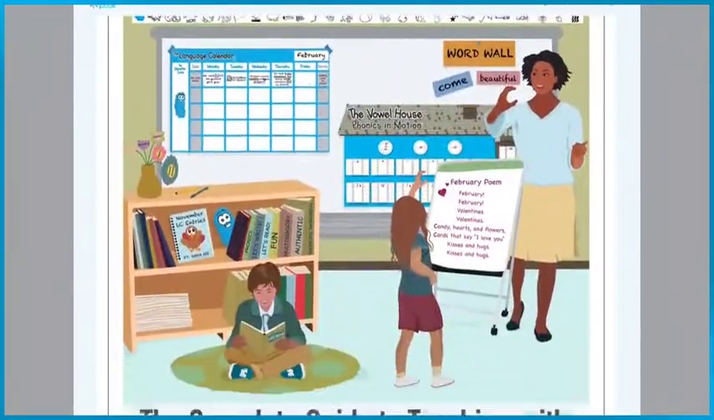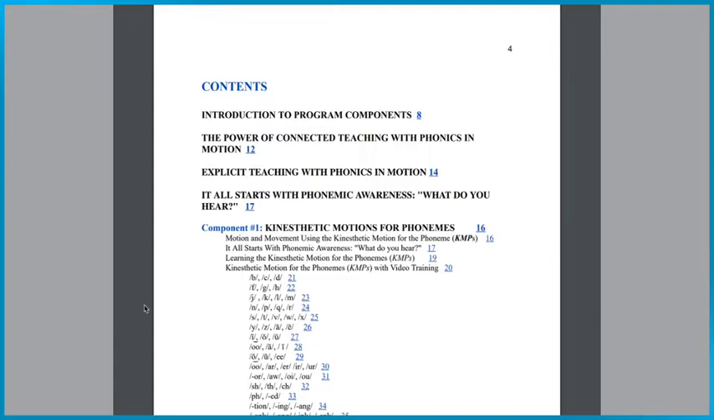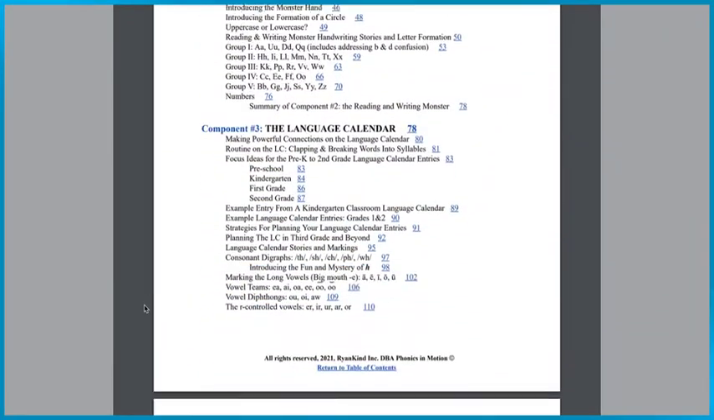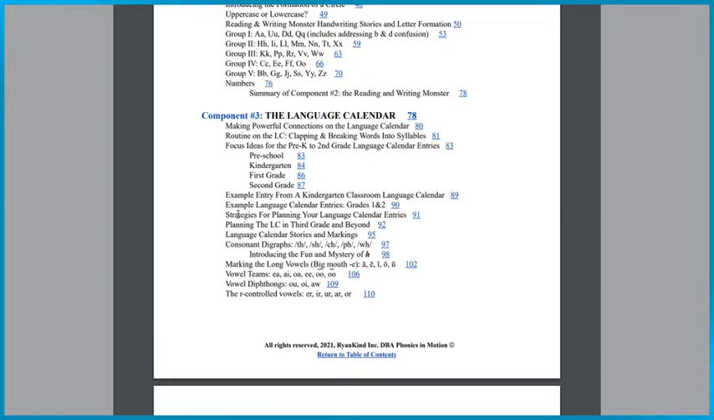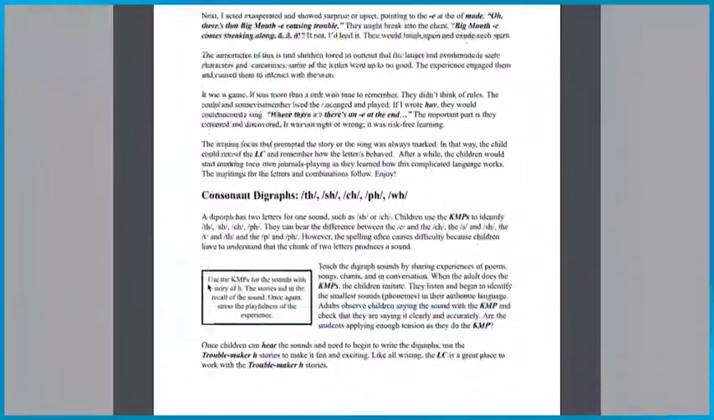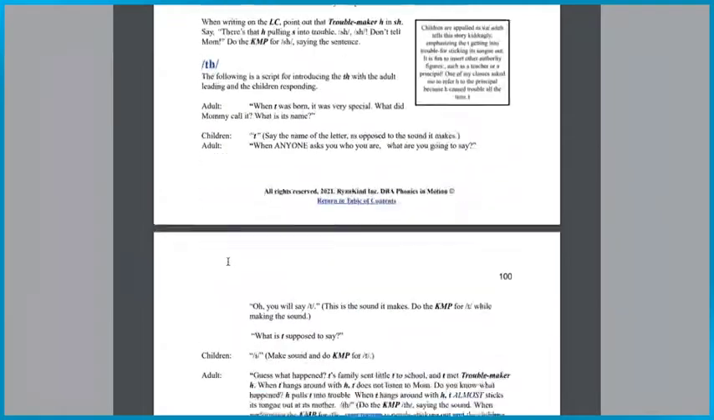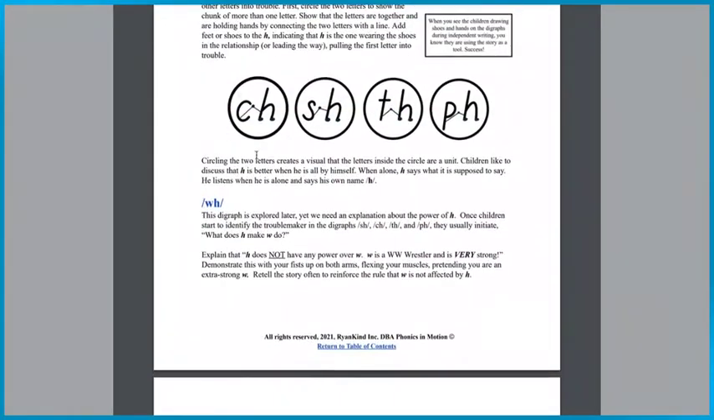Here's the ebook in the Learning Center. I'm going to open it here by pressing the down arrow, and then I'm going to go to the table of contents and click into the language calendar. Let's see. There is a ton of info here about organizing the language calendar. There are example entries, strategies for planning, and then here are all of the stories and markings. I'm going to bring us right there, and then you will see all of the scripts for each story, what the story is, how to mark it on the language calendar.